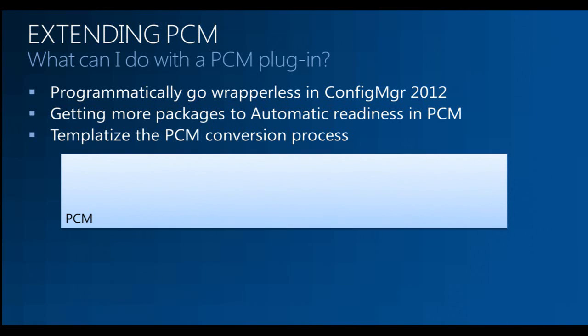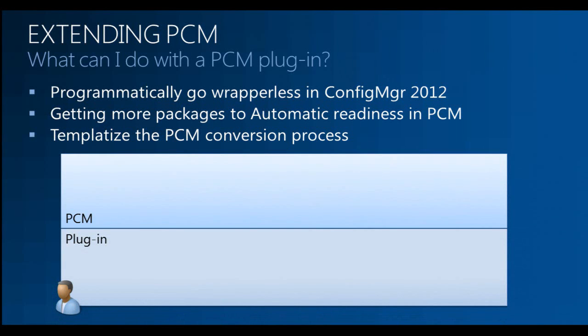Okay, so this is how it works. You have PCM and then you have a plugin. They are two separate things. PCM we provide, the plugin is what you would have to build. So you have your migrated package. This is your package program from 2007.